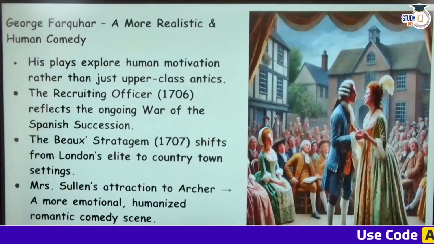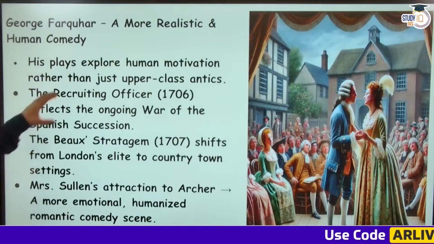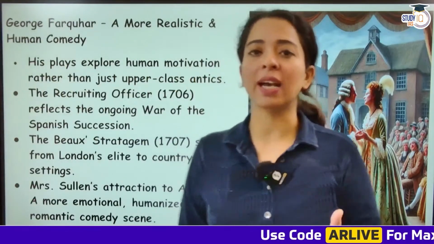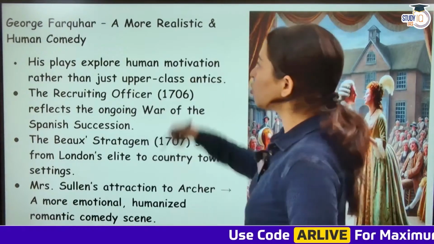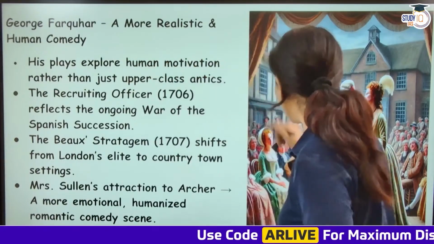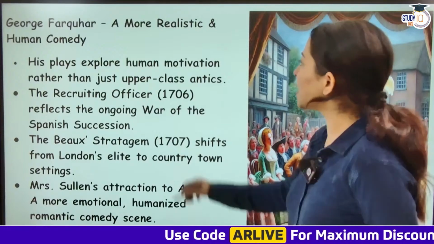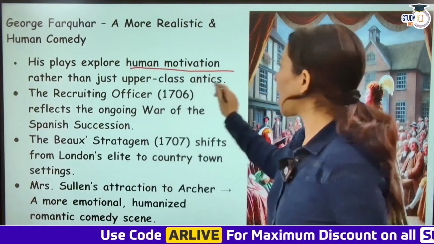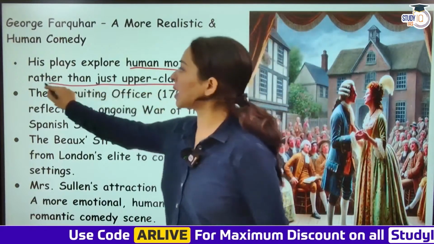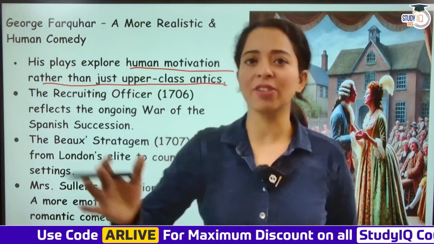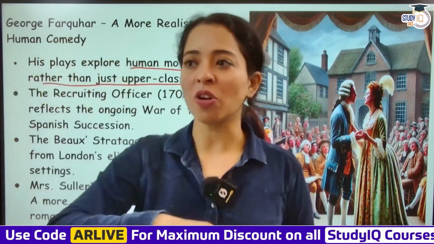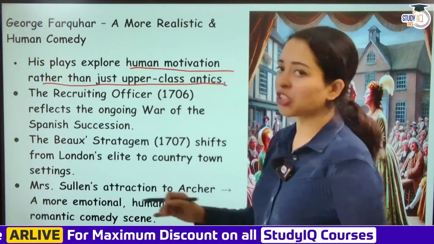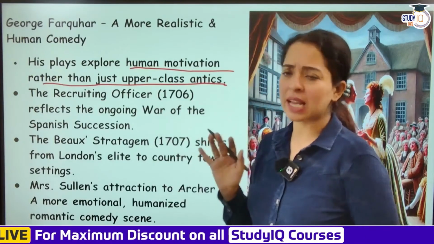Then you have George Farquhar. George Farquhar was a little more realistic, a more realistic and human comedy. His plays explored human motivation rather than just upper class antics. Rather than just how scandalous, how frivolous, how embroiled in controversies the upper class is, it was more about human motivation rather than just frivolous elite class comedy.